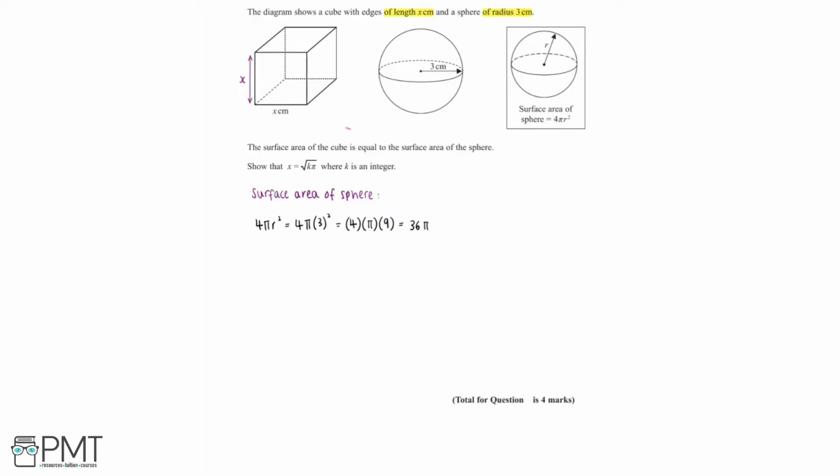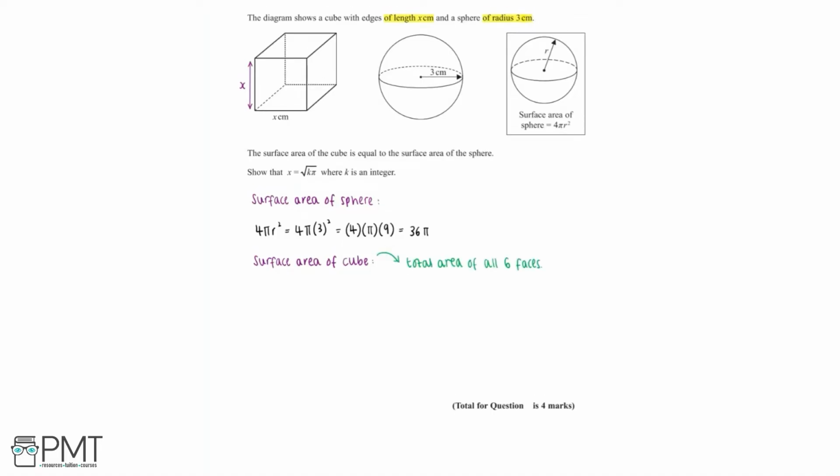Next we can find the surface area of the cube. The surface area of the cube would be equal to the total area of all 6 faces in the cube. Since each side of the cube has a length of x centimeters, we know that each face has an area of x squared. And so the total area of all 6 faces would be equal to x squared multiplied by 6, which is equal to 6x squared.